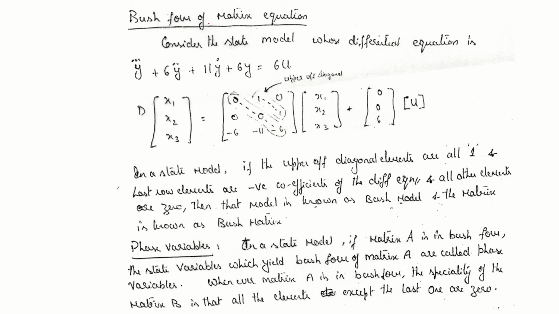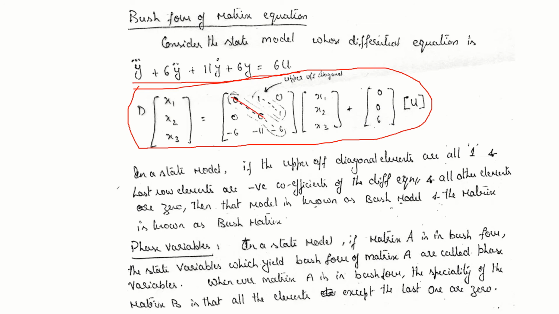Now let us call Bush form of matrix equation. You see here, I have taken an equation y triple dot plus 6y double dot plus 11y dot plus 6y is equal to 6u. Form the state equations, then form the state model. This is what you get.